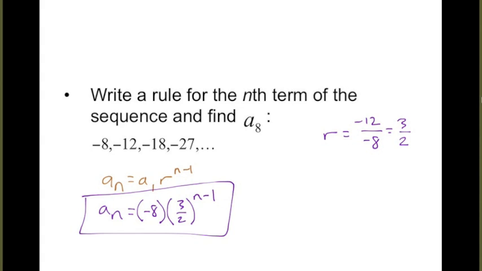Then we want to find what happens when we plug in an 8. We're asked for a sub 8, the 8th term. When you type this in the calculator, use parentheses as I have written them, and also either do 8 minus 1 in your head and type in a 7, or if you're actually going to type in 8 minus 1, then make sure you put parentheses around that 8 minus 1. I would just do the subtraction in my head there.